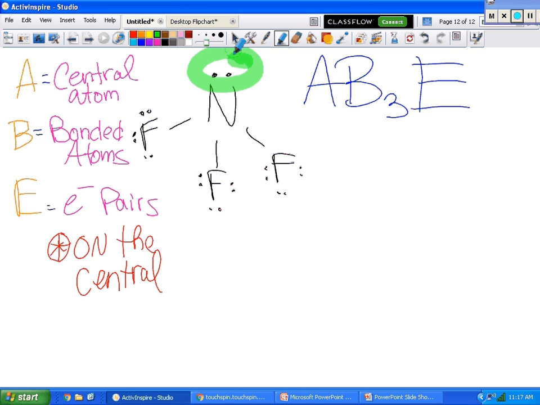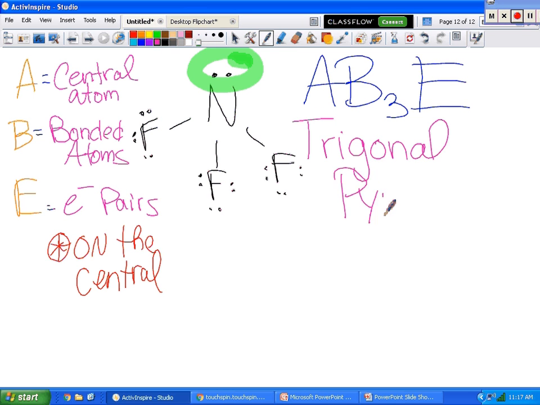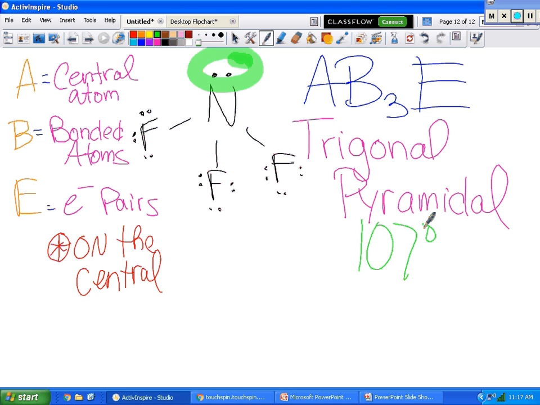So when you have this AB3 model, the name of the shape of this thing is trigonal. Now, I call it pyramidal. If you had Miss Hicks, she called it pyramidal. I don't know, Mr. Park called it. And if you read some books or hear some other people that teach this, they call it pyramidal. I personally like pyramidal. But that is the name of that shape. What about the bond angle of this thing? Very good, Claire. 107 degrees.